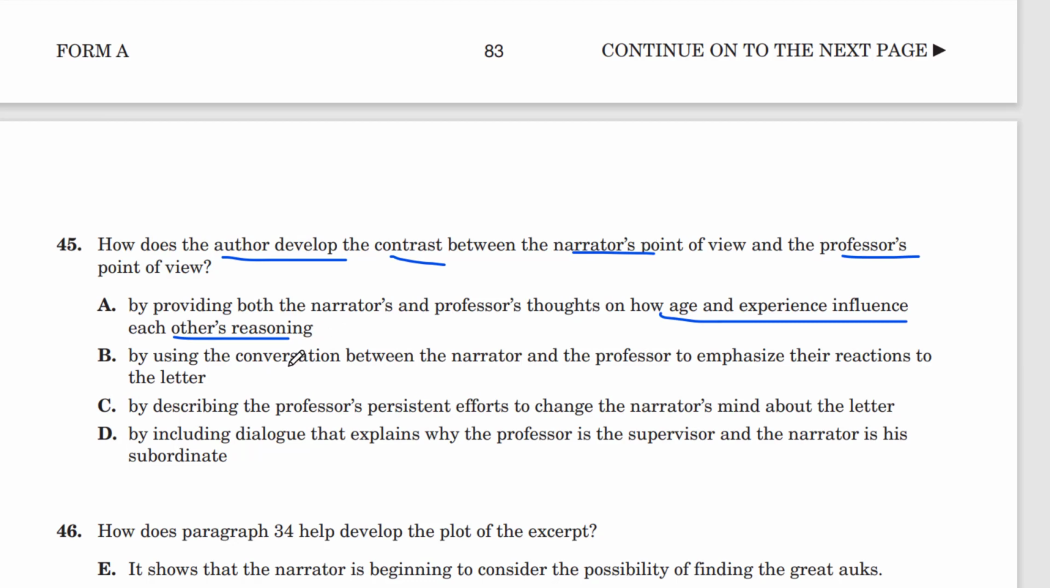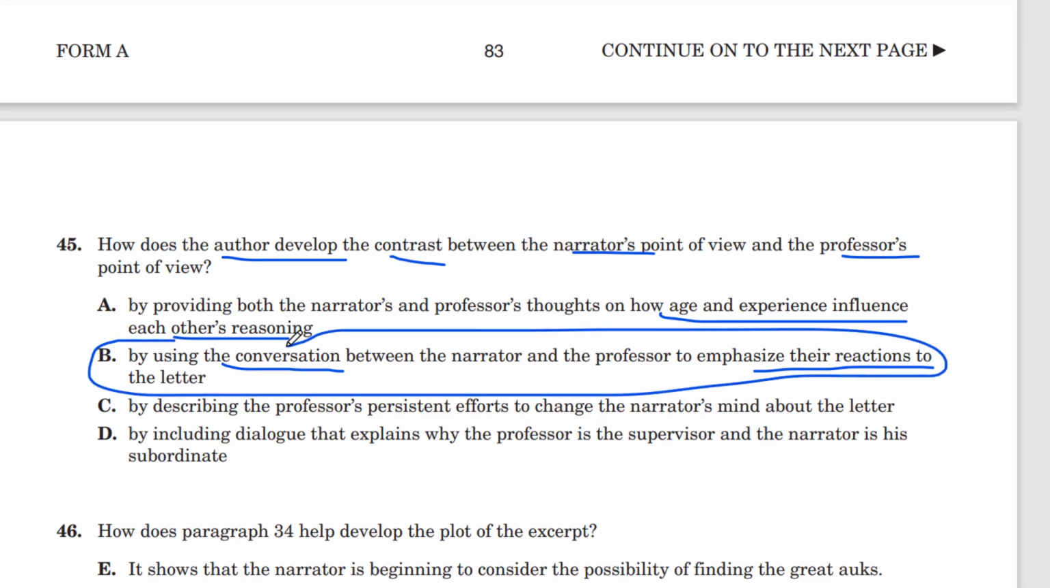B, by using the conversation between the narrator and the professor to emphasize their reactions to the letter. Yes, that's it. The conversation is the dialogue. That's the technique the author uses to show the back and forth between the narrator and the professor. And the reactions are opposing to each other. So B will be our correct answer. Let's check C and D.